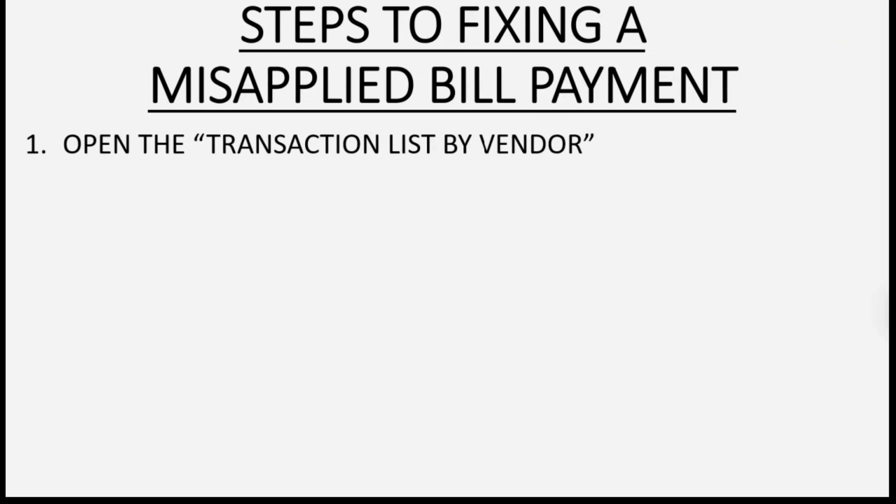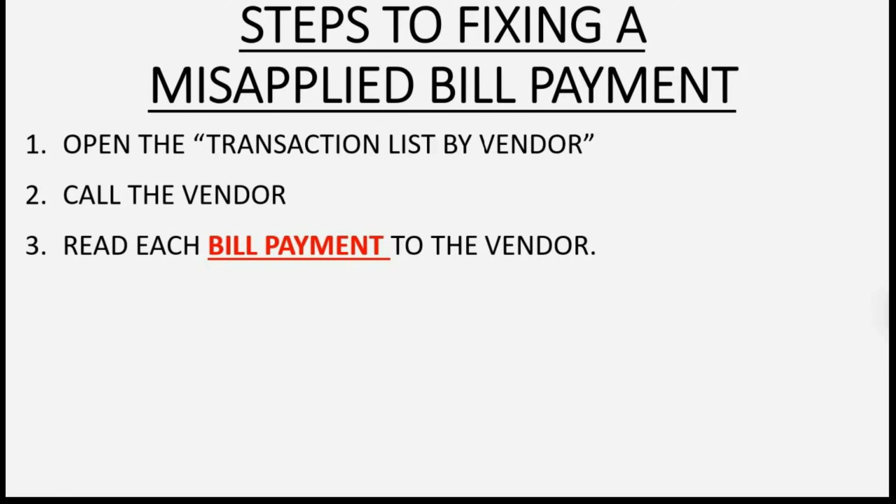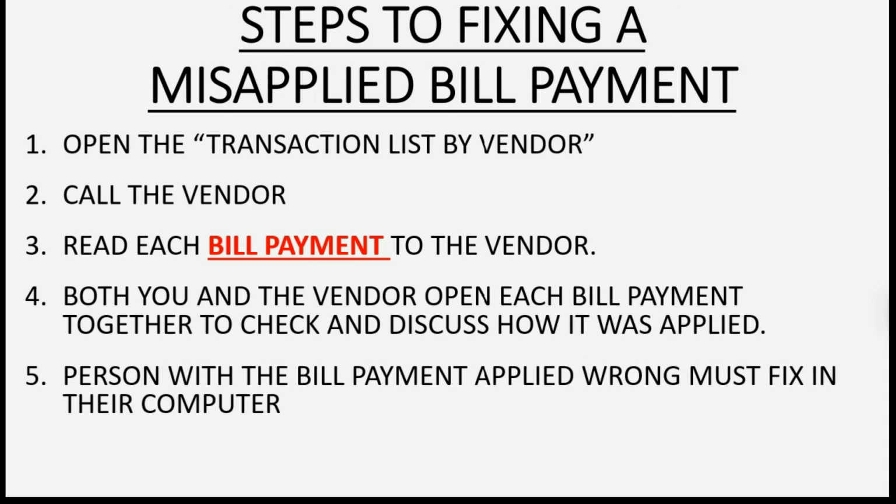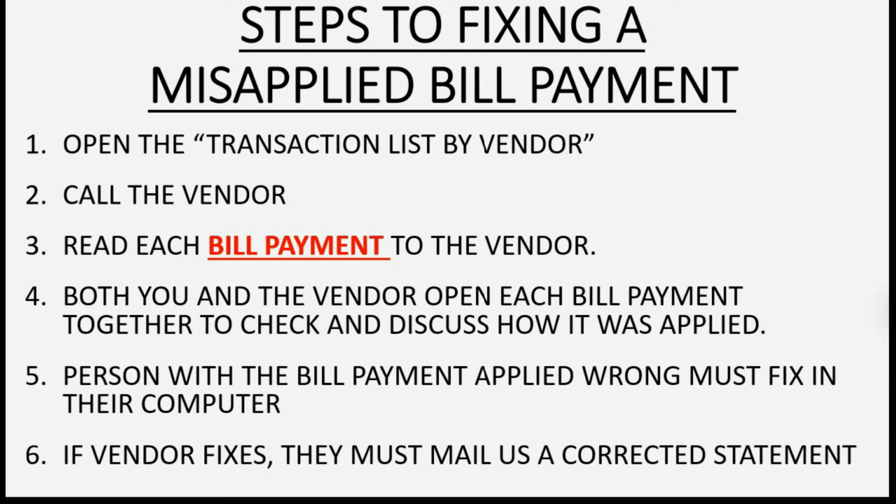So what are the steps to fixing a misapplied bill payment? Well, we have to open the transaction list by vendor. We have to call the vendor on the phone. We have to read each bill payment to the vendor one by one. Both you and the vendor have to open up each bill payment together to check and discuss how it was applied. And the person with the bill payment applied wrong must fix it in their computer. If the vendor fixes it, then they must mail us a correct statement that we can have for our records.